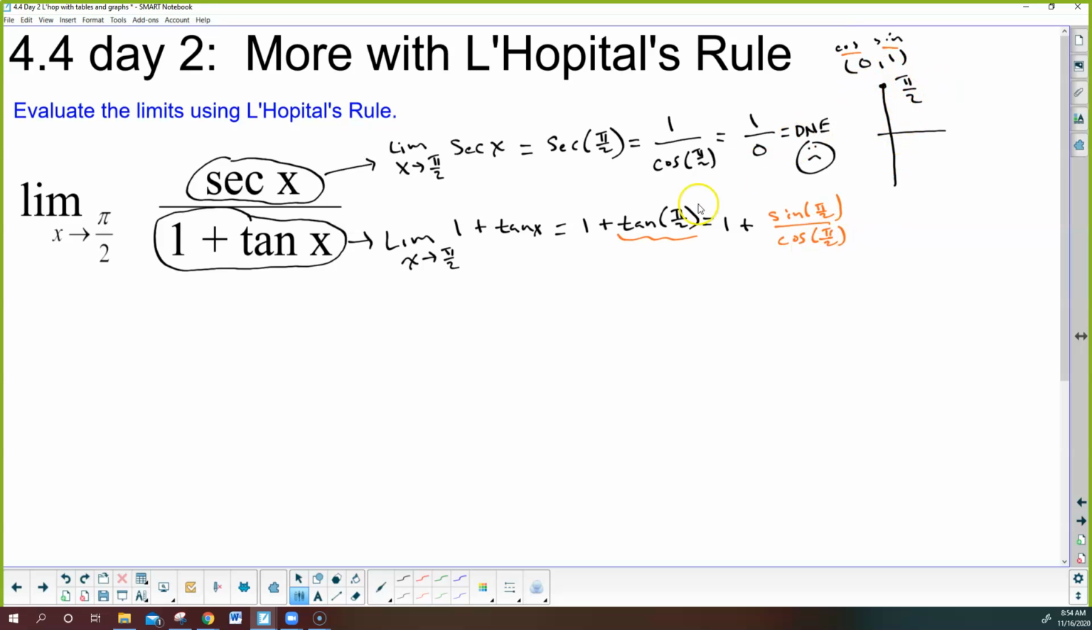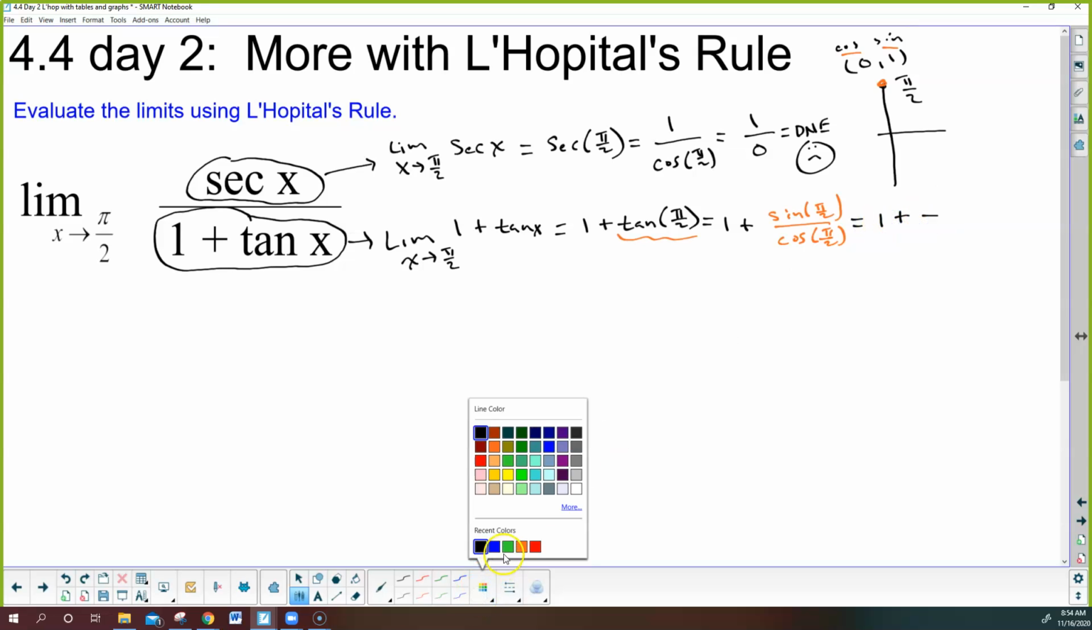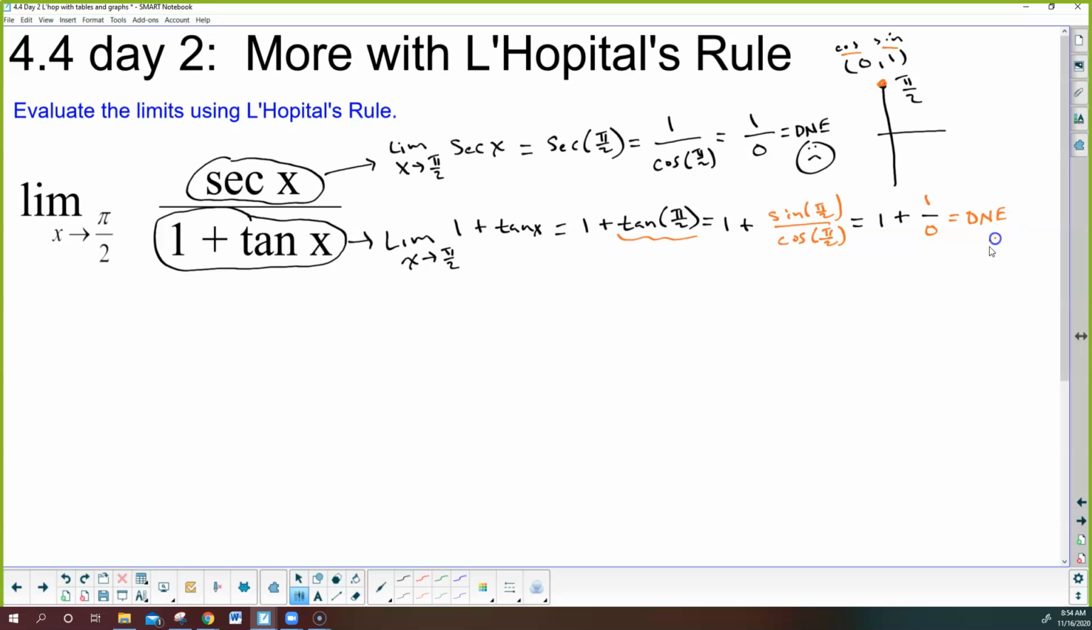Now, if you've mastered the unit circle, you may already know this, but like I kind of tell you, I always rely on my Algebra 2 pre-calc skills instead of memorizing the unit circle. So, what is tangent of pi over 2? Tangent of pi over 2 is the same as sine over cosine, and we know what sine is, and we know what cosine is at pi over 2. And notice we get that same divide by 0, which does not exist. So if I have two items that are does not exist over does not exist, that means I'm going to try L'Hopital's rule.